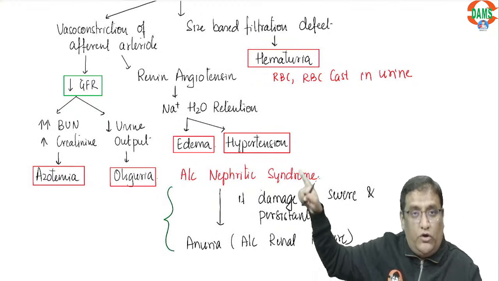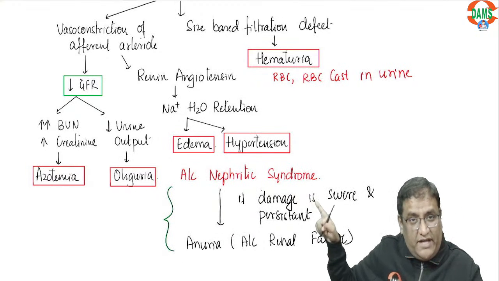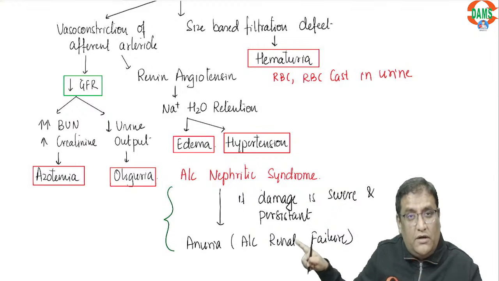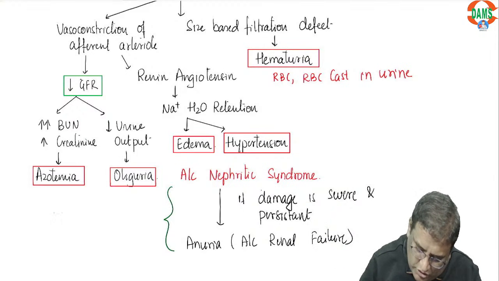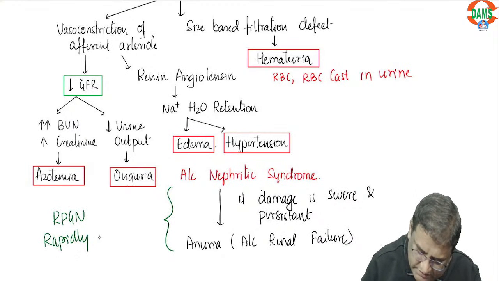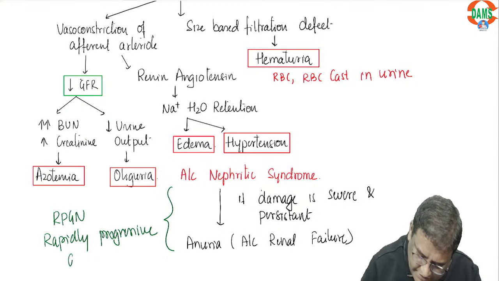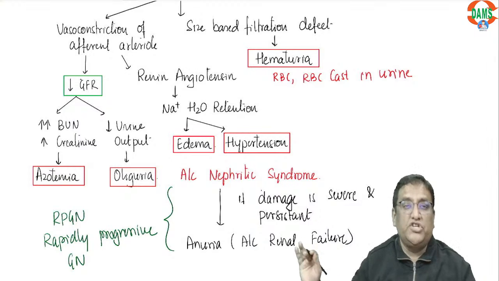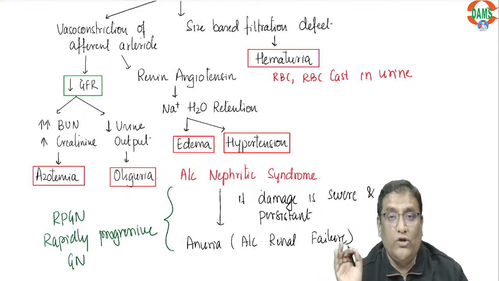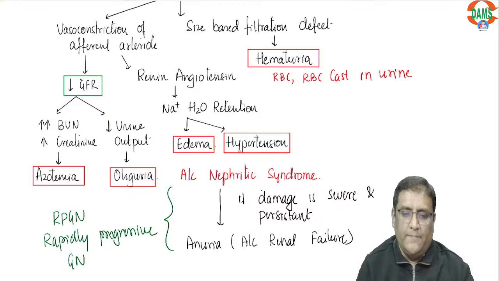So these glomerulonephritis, which have severe damage, progress to acute renal failure. These are called RPGN clinically. What is RPGN? Rapidly progressive glomerulonephritis. So RPGN is a complication of an acute nephritic syndrome.